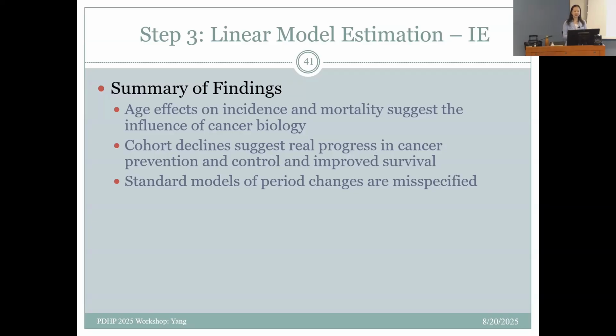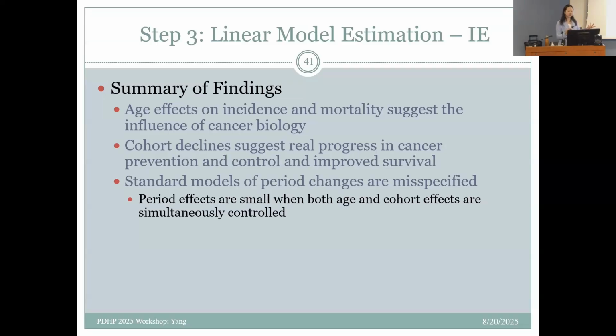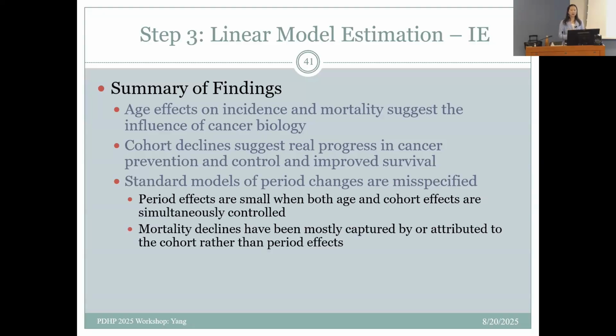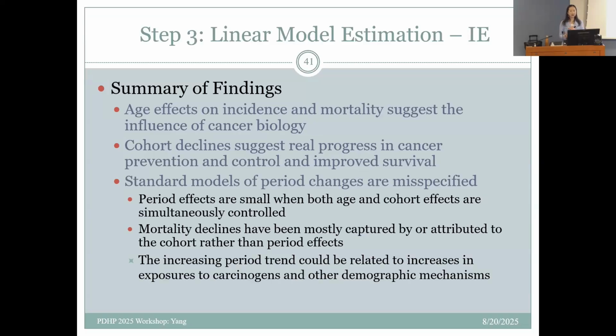Most interesting here is that standard models of period changes that do not consider cohort changes are misspecified. You can see this, as I just mentioned before, period effects are relatively small when both age and cohort effects are simultaneously controlled and unconfounded. And mortality declines that were previously attributed to period changes actually are captured by cohort rather than period. And then the slightly increasing period trends are also alarming and interesting. They could be related to actual increases in exposures to carcinogens, or could be due to some other demographic mechanisms. So these are all questions for future research.